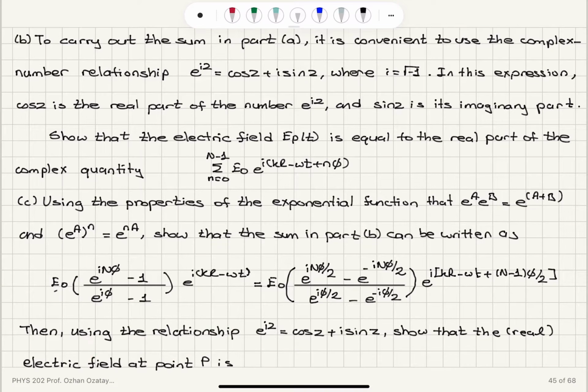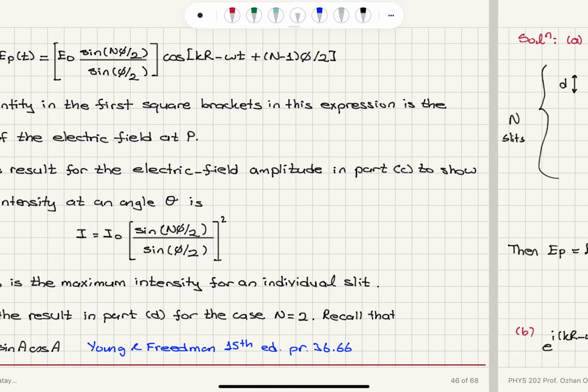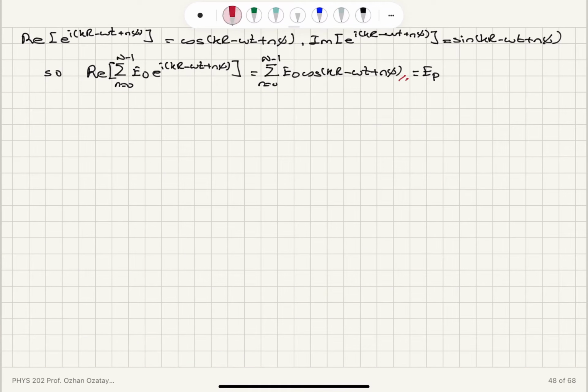Then using the relationship e to the iz equals cosine z plus i sine z, show that the real electric field at point P is given by this expression. The quantity in the first square brackets in this expression is the amplitude of the electric field at point P. So that's the amplitude. Okay, so let's start part C.